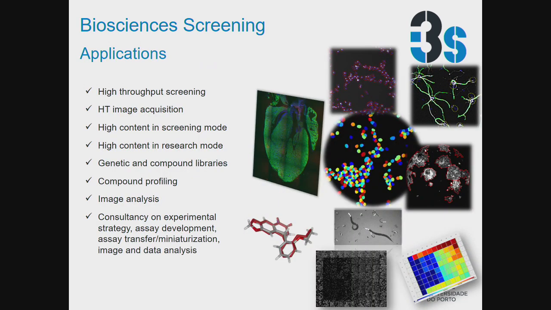This is a summary of the applications that you can run in the facility. You can do indeed high throughput screening with high content screening mode. Basically, if you want to screen medium to large genetic or compound libraries, which we also have available in the facility. But you can also use the facility for high throughput image acquisition.